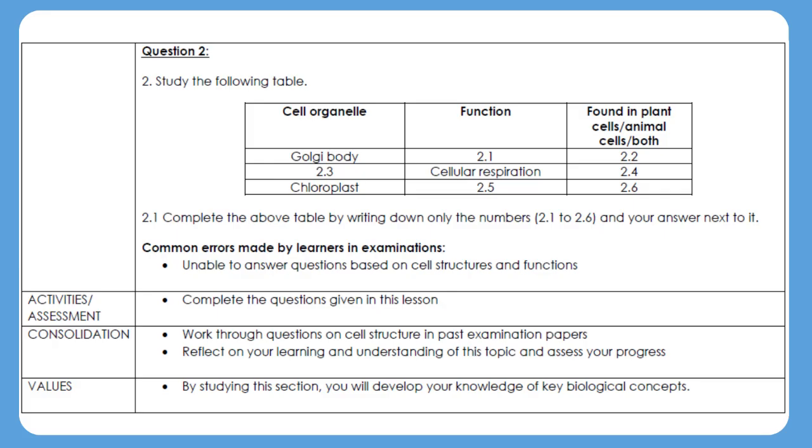Question 2. 2. Study the following table. 2.1 Complete the above table by writing down only the numbers 2.1 to 2.6 and your answer next to it. Common errors made by learners in examinations. Unable to answer questions based on cell structures and functions.